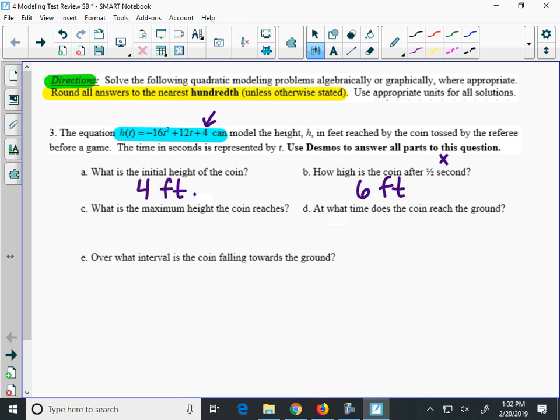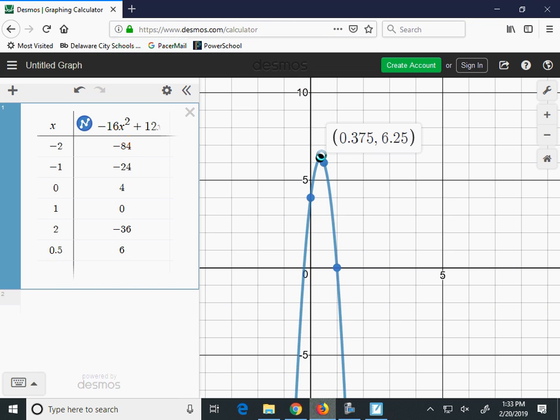All right, next they say, what's the maximum height that the coin reaches? Well, when I'm looking for the maximum, I'm going to click on the vertex here. The height is the y of this vertex, 6.25 feet.